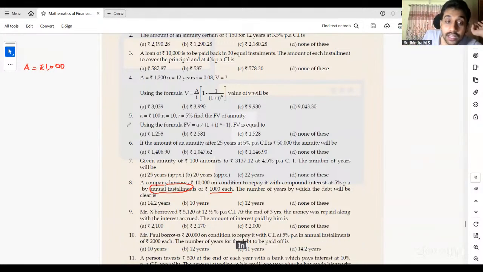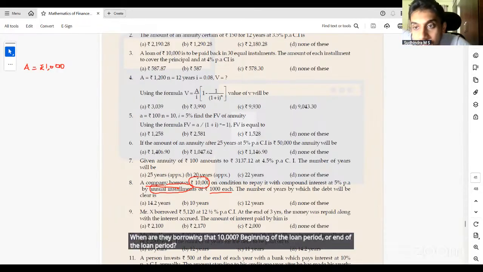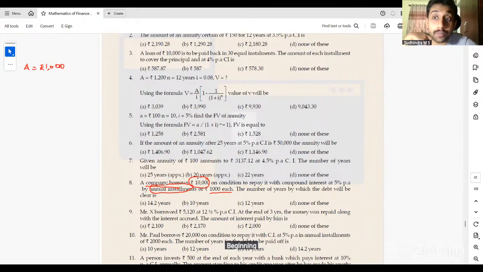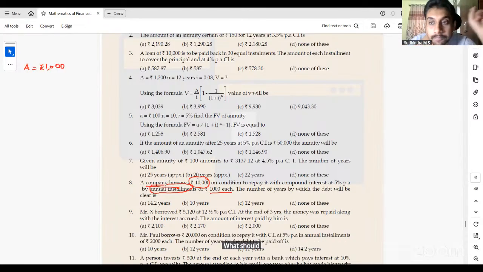Is the lump sum paid at the beginning of the investment or at the end? In this case, the company borrows rupees 10,000. That is the lump sum amount. When are they borrowing that 10,000? Beginning of the loan period. Beginning means today. What should we calculate? Present value.